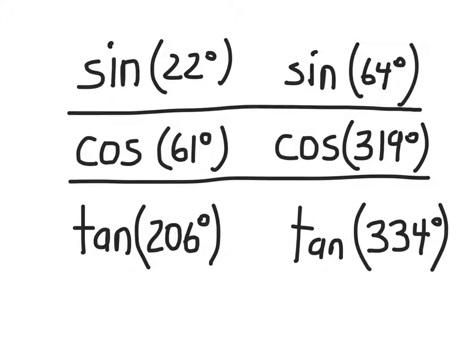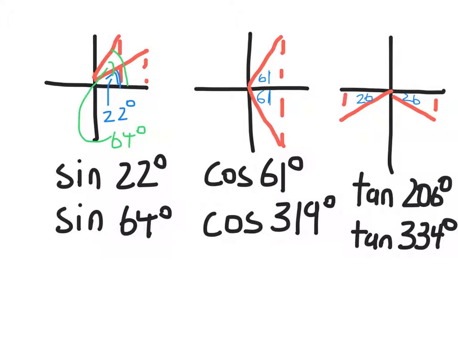Try these three on your own now. Draw all of the angles and mark their reference angles. For the two values for sine, we see that the reference angles are different. The triangles are different. They're not merely reflections of each other. Therefore, the sine of 22 degrees and the sine of 64 degrees have neither equal nor opposite values.